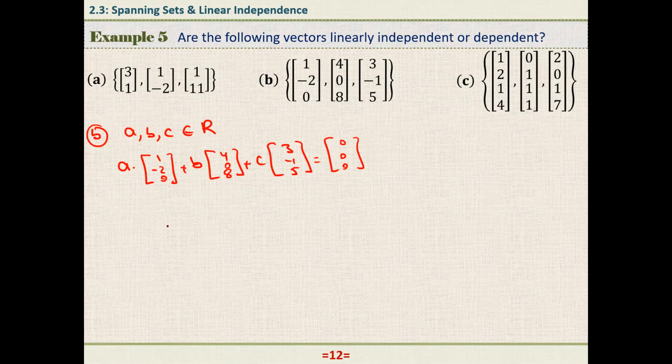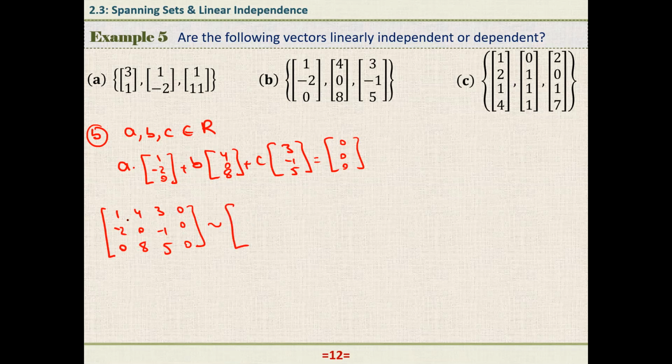To do so, we immediately know how to solve this system. We need to write the augmented matrix. The first column is 1, -2, 0. The second one is 4, 0, 8. The third one is 3, -1, and 5. And here we have 0, 0, 0. But anyway, let's just write this.